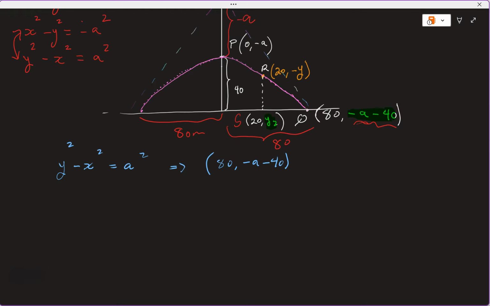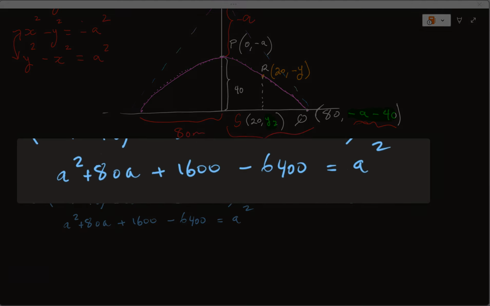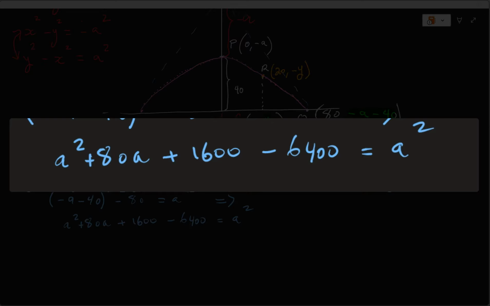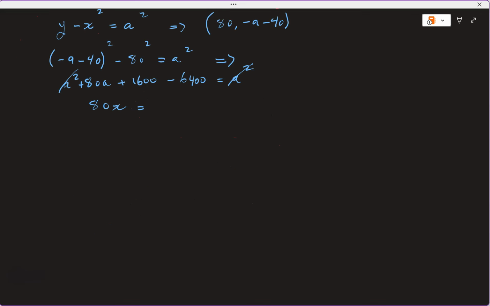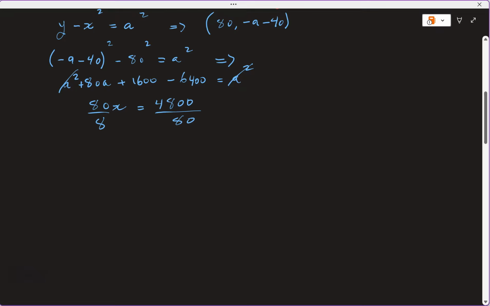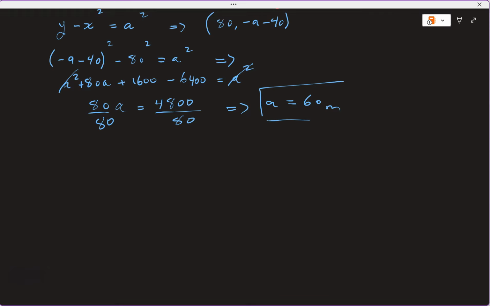Let's go ahead and do that. And then we need to solve for a, and then you have to expand and everything. When you expand everything, this is what you're going to get: a squared plus 80a plus 1600 minus 80 squared, which is 6400, equal to a squared. And notice that a squared and a squared cancel out. And now you will get 80a equals 4800. When you do the math, divide everything by 80. By the way, this is supposed to be a, not x. And now we have a is equal to 60 meters.